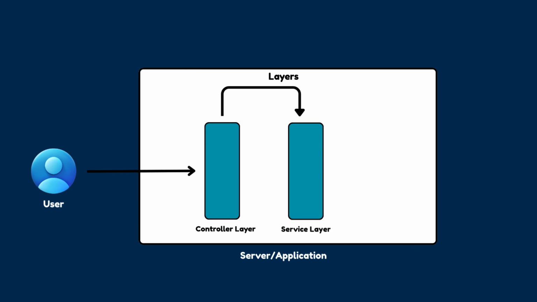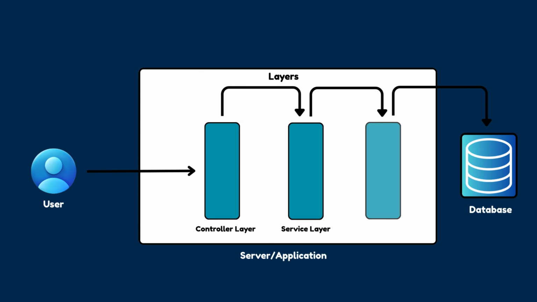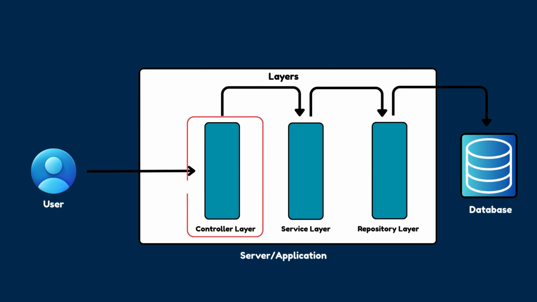And if there is any information needed from the database, then it will reach out to a repository layer, which is the mediator between the service layer and the database. But why do we require all these layers? Don't we get just the data from the controller layer itself?